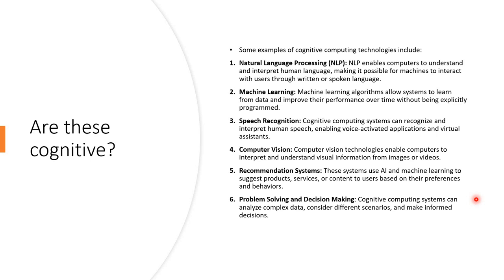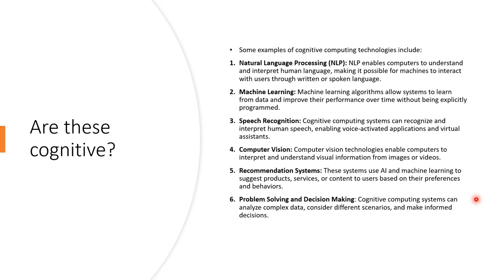Problem solving and decision making is another area which is 100% cognitive. Cognitive systems can really analyze complex data, and they can consider different scenarios and probabilities, and arrive at a very good informed decision. You will get decisions created, you will get decisions curated through proper analysis.